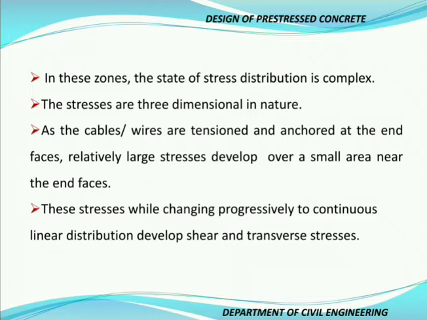In these zones, the state of stress distribution is complex. The stresses are three-dimensional in nature. As the cables or wires are tensioned and anchored at the end faces, relatively large stresses develop over a small area near the end faces. These stresses, while changing progressively to continuous linear distribution, develop shear and transverse stresses. This can lead to a bursting force which can damage the end portion of the beam. So, let us start with the conceptual discussion.